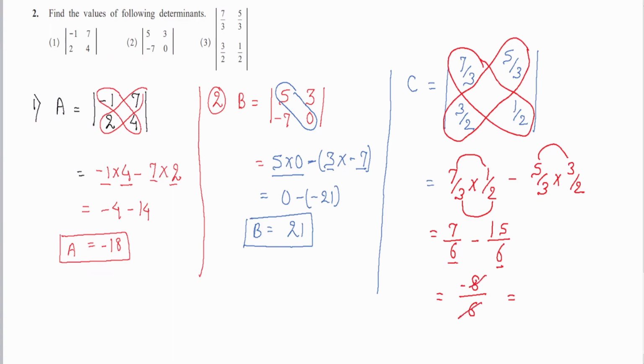Smallest form में हम इसे change कर सकते हैं, so it will be -4/3. So value of determinant C will be -4/3. This will be your answer. Got it everyone? Okay.